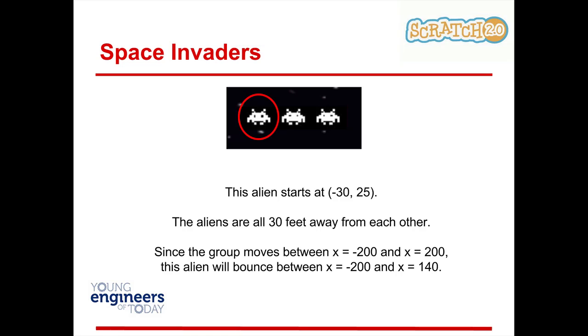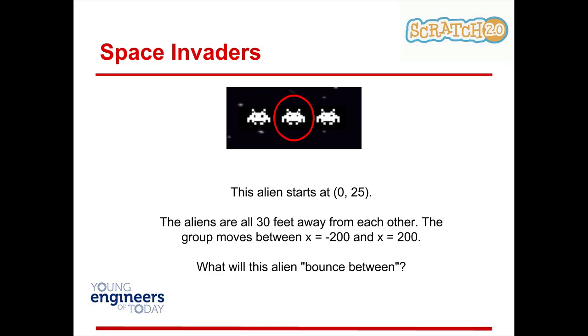Because it's starting at -30, remember? So it's going to go all the way over to 140, then come back, going to go all the way to 200, come back. These aliens are all 30 feet away from each other. This starts at 0.25. The group moves between -200 and 200. When will the alien bounce between? You got to add in there.